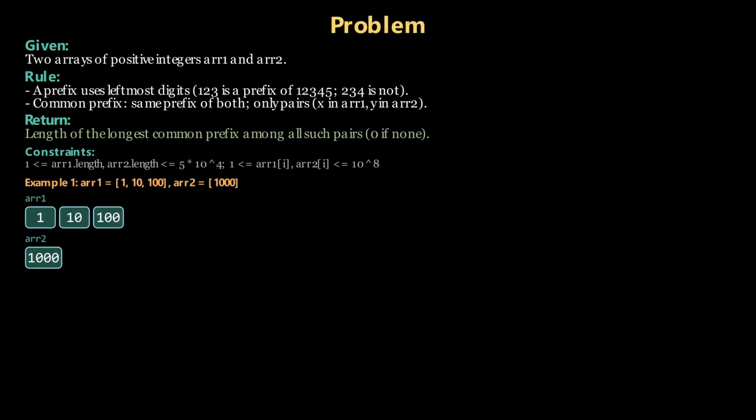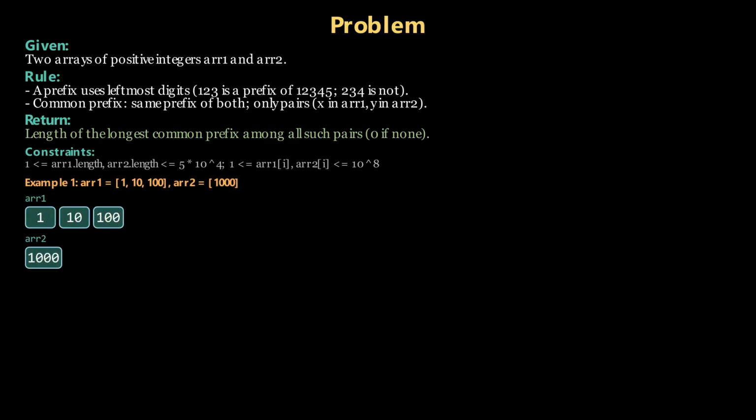Given two arrays of positive integers ARR1 and ARR2. A prefix uses the leftmost digits of a number. 1 2 3 is a prefix of 1 2 3 4 5, but 2 3 4 is not. A common prefix of two numbers is a value that is a prefix of both. Only pairs with x from ARR1 and y from ARR2 count. Return the length of the longest common prefix among all pairs, or 0 if none exists.